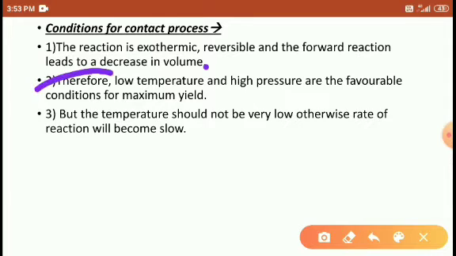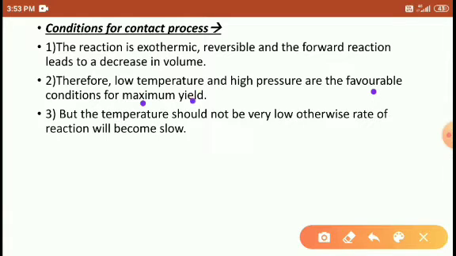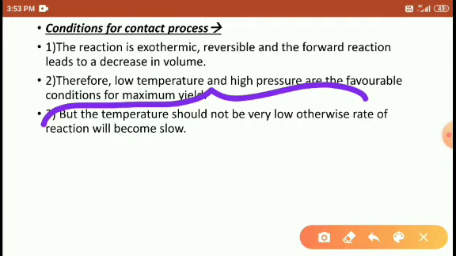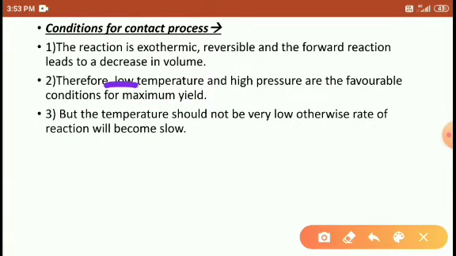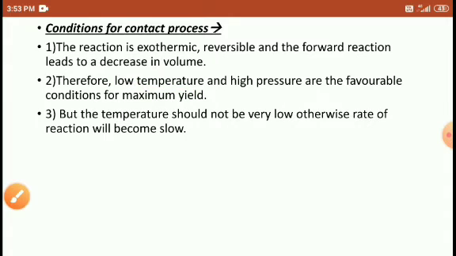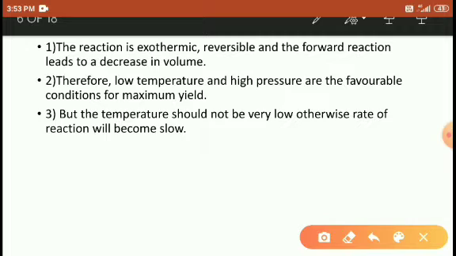So that is why we apply low temperature and high pressure, which are the favorable conditions for maximum yield. But students, the temperature should not be very low, otherwise the rate of reaction becomes slow. We have to maintain an optimum temperature along with high pressure. If we continuously decrease the temperature, the reaction becomes very slow, students, right?